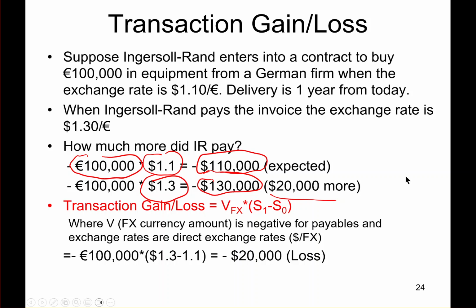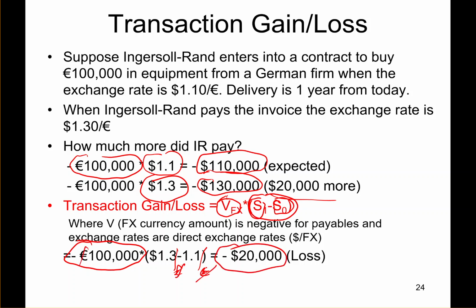So there's a direct formula for calculating transaction gains or losses. Take the value of the receivable or payable, where receivables are positive V and payables are negative V, and take the change in the exchange rate, the initial exchange rate and the new exchange rate when the contract came due. So if I had my 100,000 payable, represent that as a negative, and that's in euros, times the change in the exchange rate. Remember, this is dollar per euro minus dollar per euro. Again, euros cancel out here, and it gives me a dollar number, and I can directly say that I lost $20,000 on this transaction.